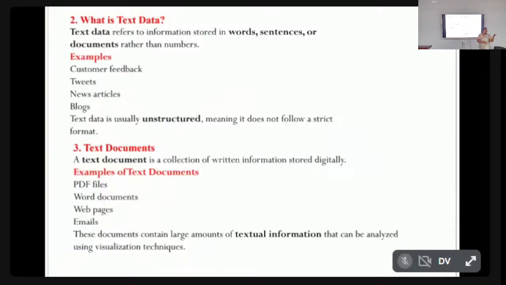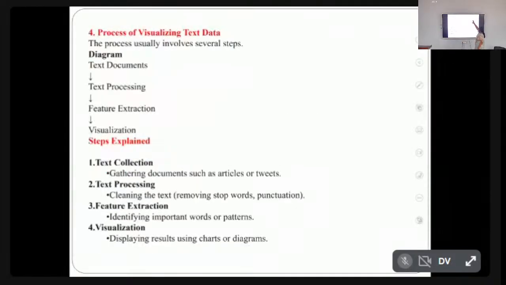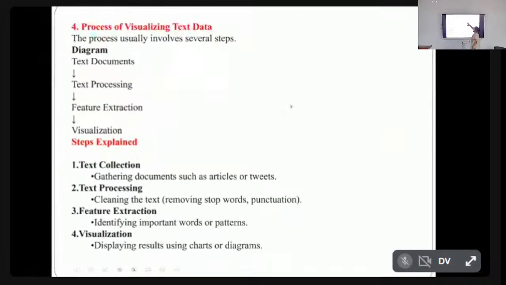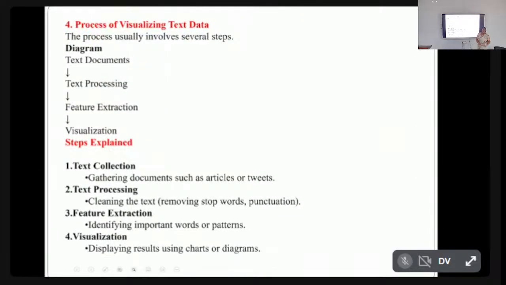For example, I got some information from a student. All what he has sent, I'll put it in the form of a document. Okay, write on. Text document means what? Example, a mail or a PDF. Next, write on. Process of visualizing text data.